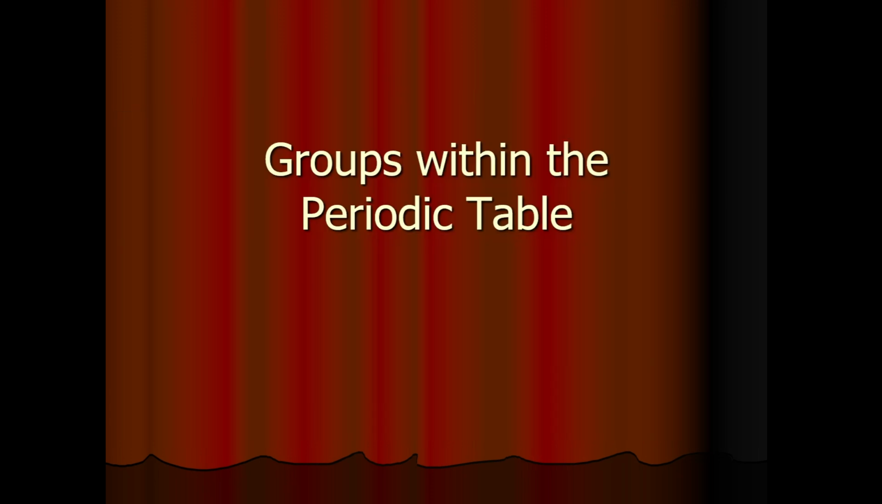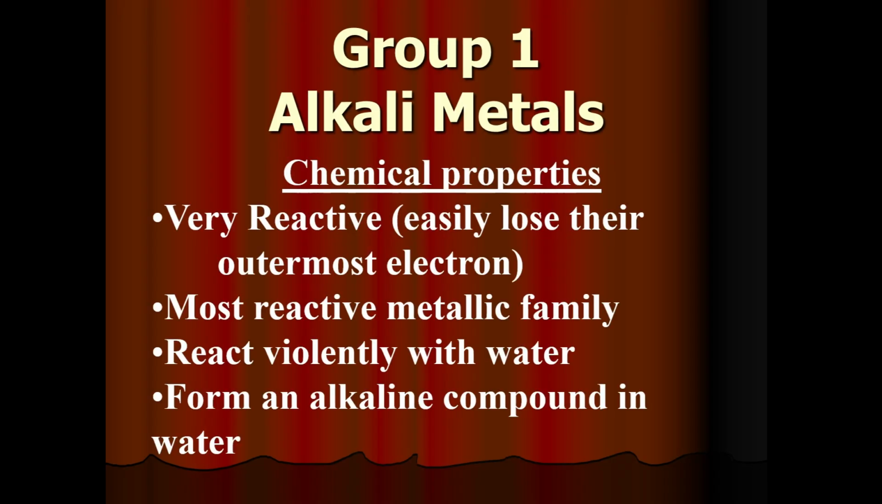Lastly, we will review the various groups within the periodic table. Group 1 is the first we will cover. This group is known as the alkali metals. All the elements in this group share specific chemical properties, such as they are very reactive and easily lose their outermost electron. They are considered the most reactive metallic family and are known to react violently with water. When they do react with water, they form alkaline compounds.